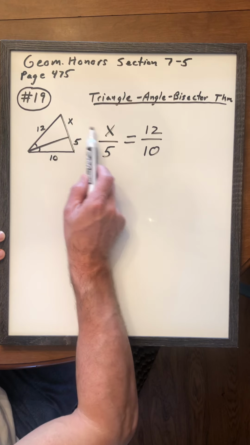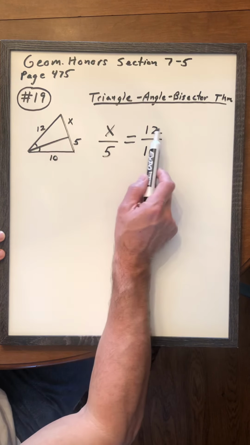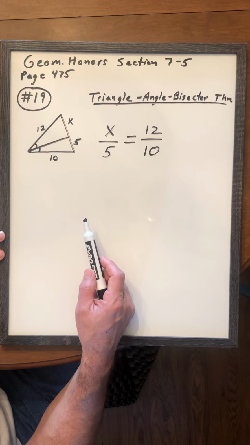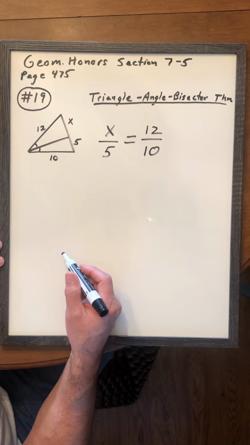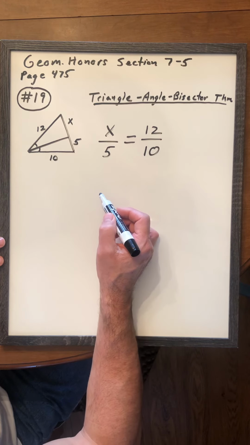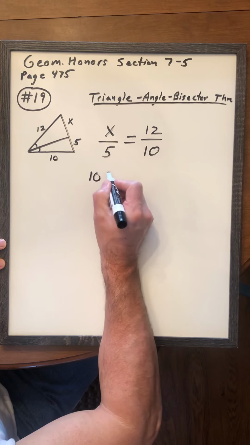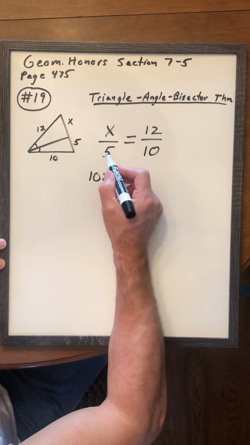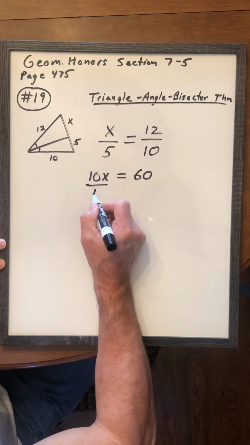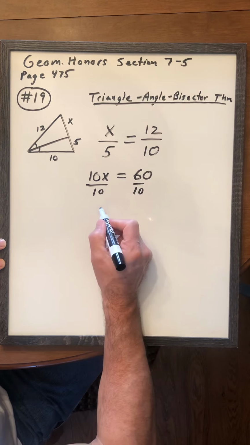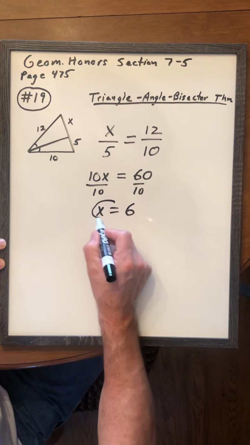I put the X on the top, so that means on this side, since it connects with that side, that 12 has to go on the top. So we got X over 5 equals 12 over 10. Now we have our proportion, and to solve a proportion, we cross multiply. So X times 10 would be 10X equals 5 times 12, which would be 60. And then we're going to divide both sides by 10. And I end up with X equals 6.